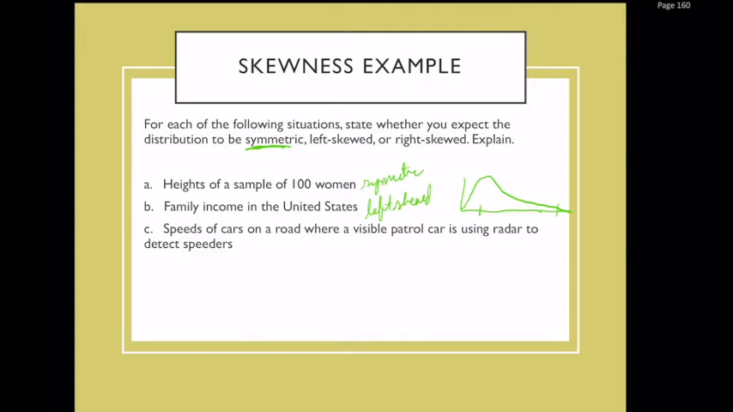Next, speeds of cars on a road where a visible patrol car is using radar to detect speeders. Here's our graph. I think this one's going to be right skewed, but I think you could argue left skewed too. Let's say we've got a few people going really slow because they got really, really nervous. This is our speed here. But most people are going the speed limit. A few people are going a little over, but nobody's all the way over here, right? Nobody's going 100 when the patrol car's around. So this would be right skewed.